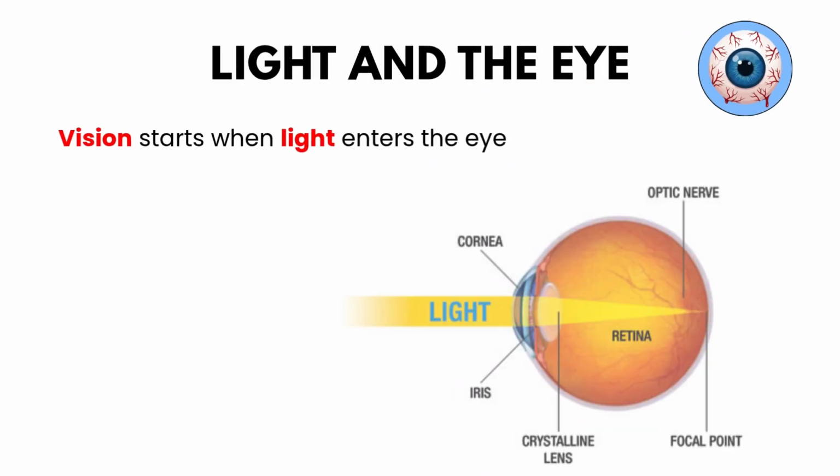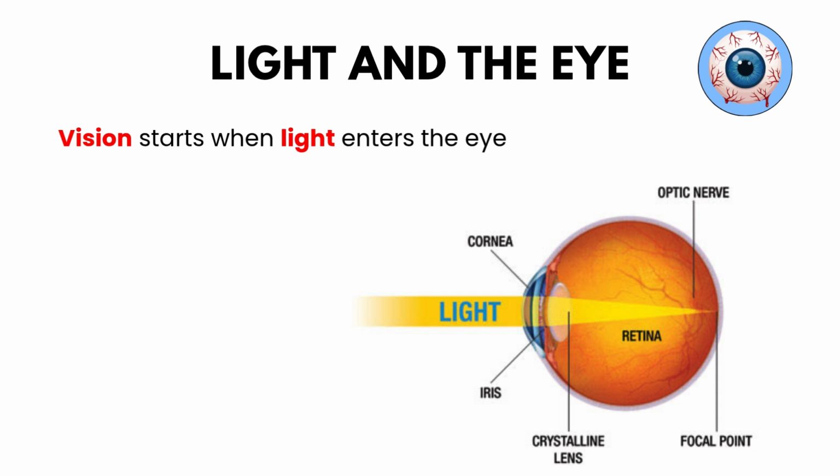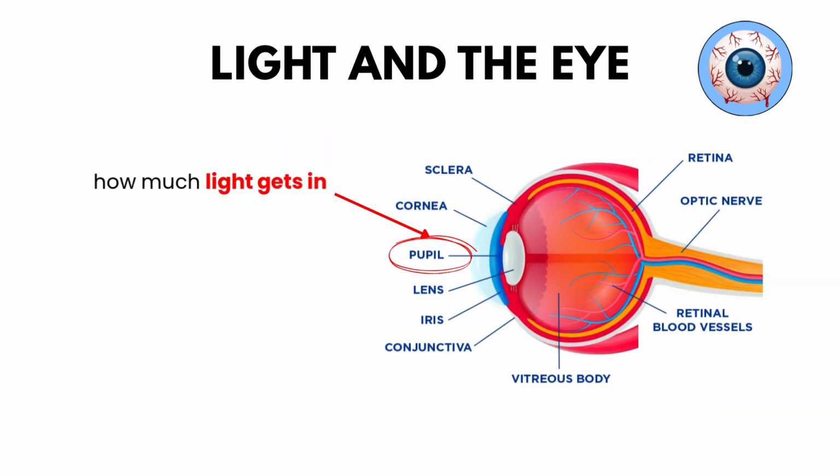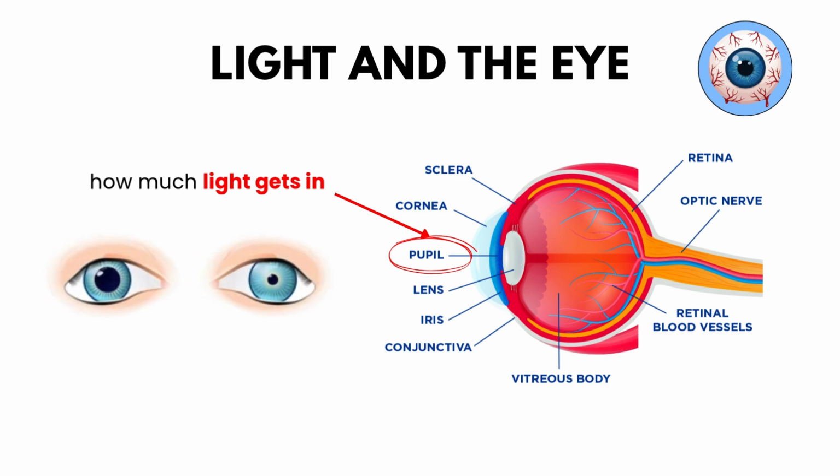Light and the eye. Vision starts when light enters the eye through the cornea, which begins the focusing process. The pupil controls how much light gets in, expanding in the dark and contracting in bright light. Then the lens fine-tunes that focus to project the image onto the retina at the back of the eye.